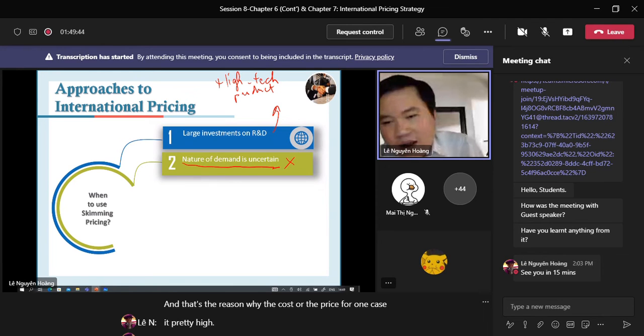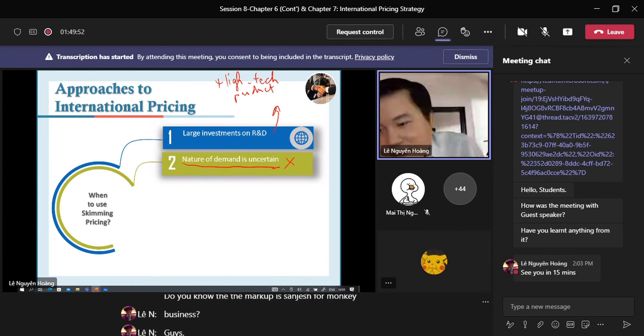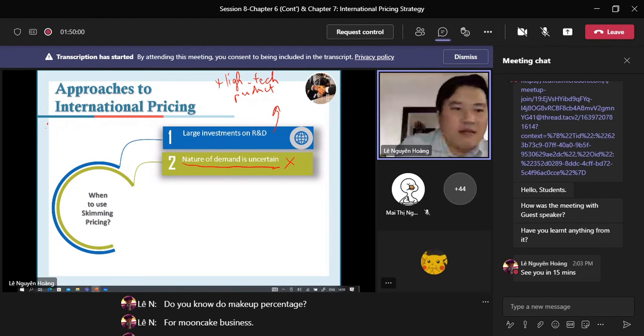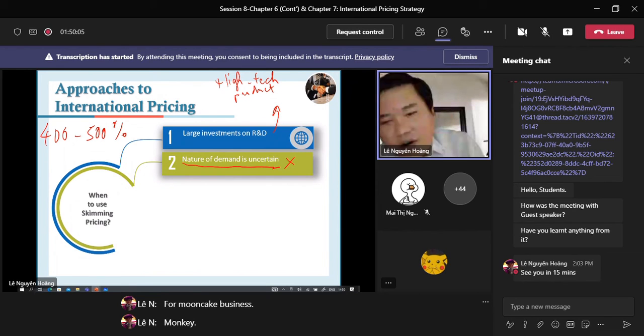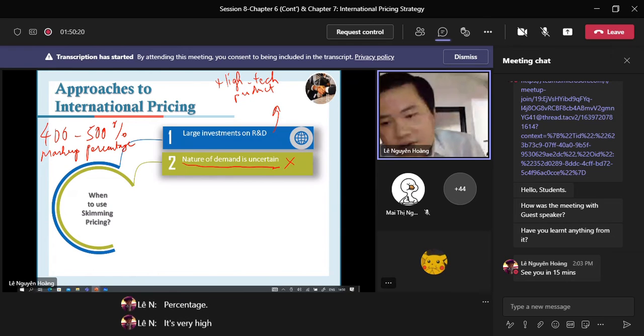Do you know the markup percentage for the mooncake business? Guys, do you know the markup percentage for the mooncake business? Mooncake. 400 to 500%. The markup percentage. It's very high. The cost for a mooncake is very high.